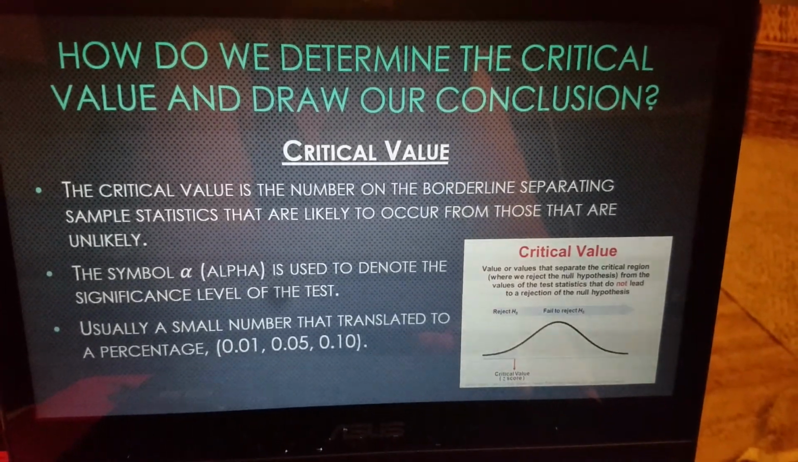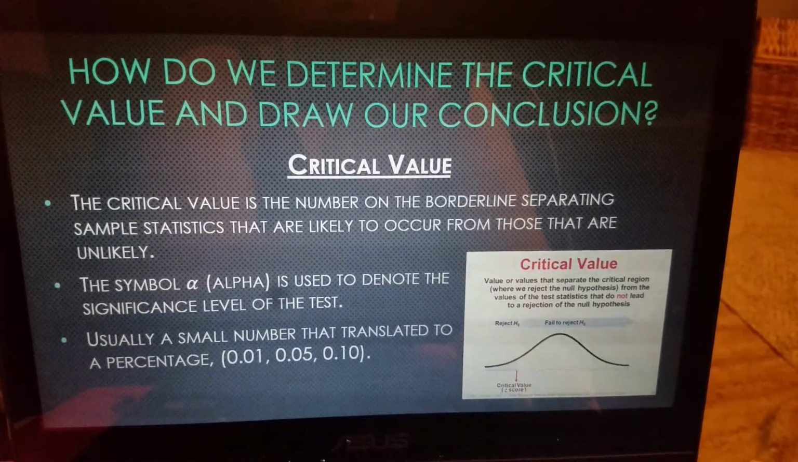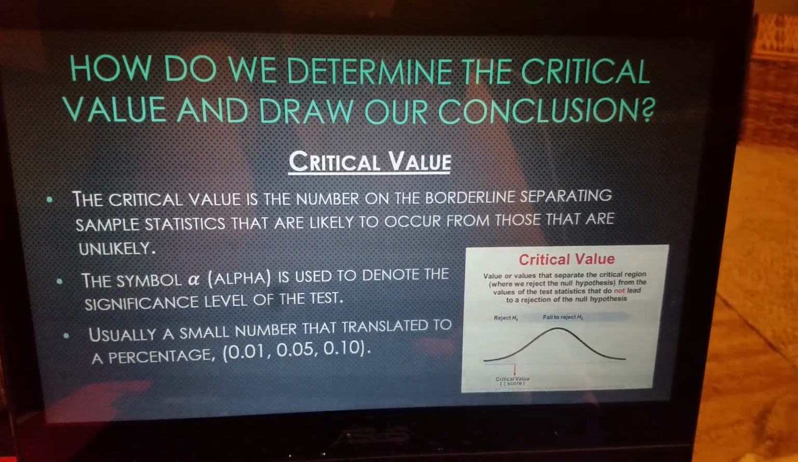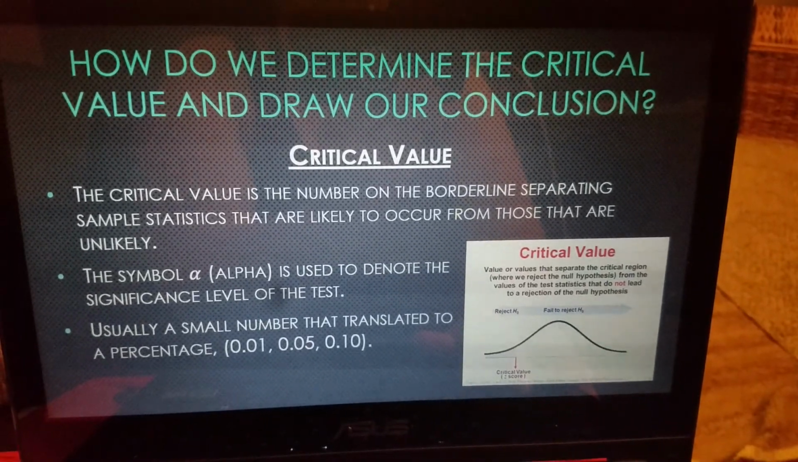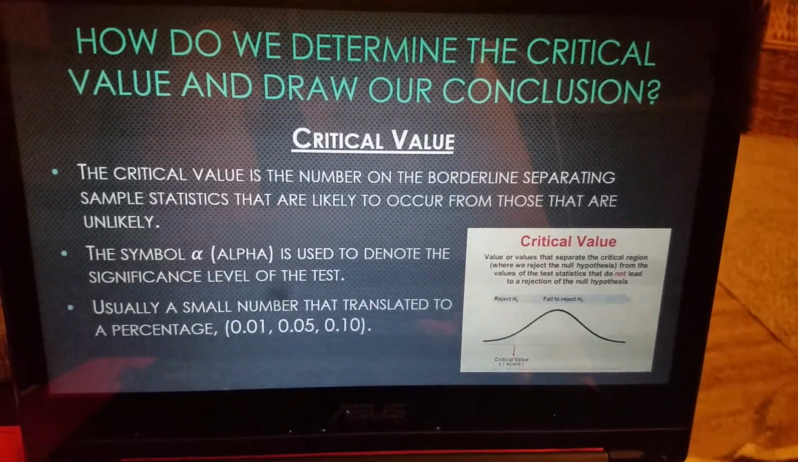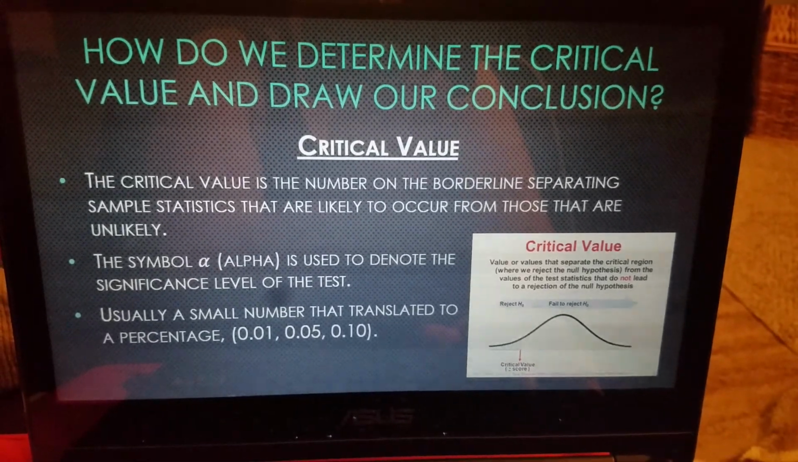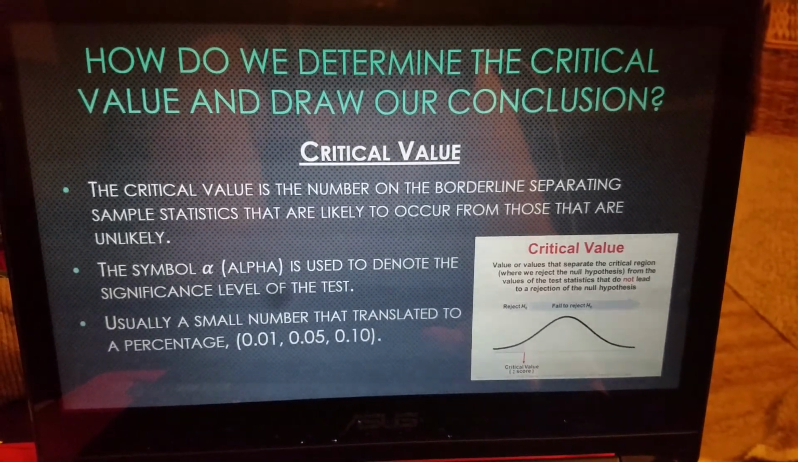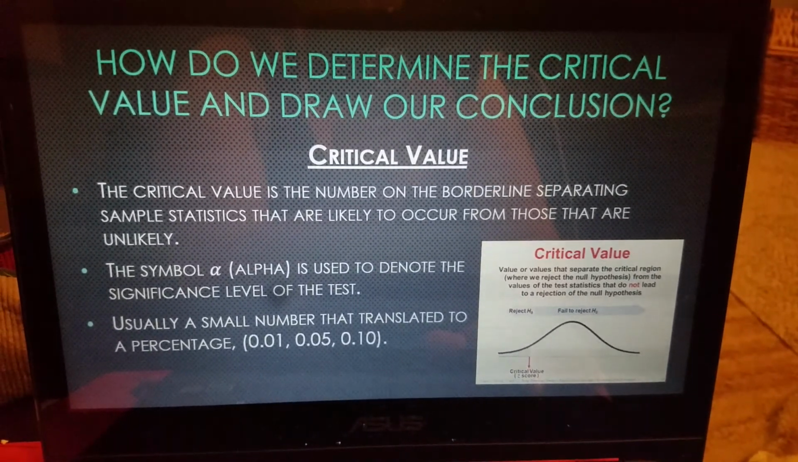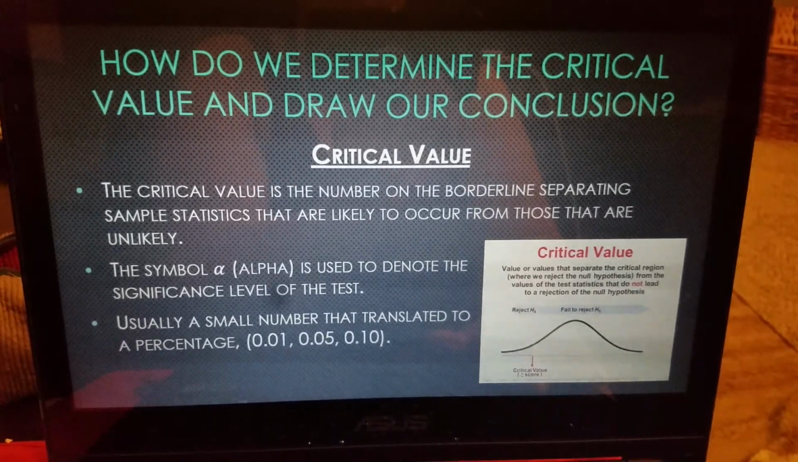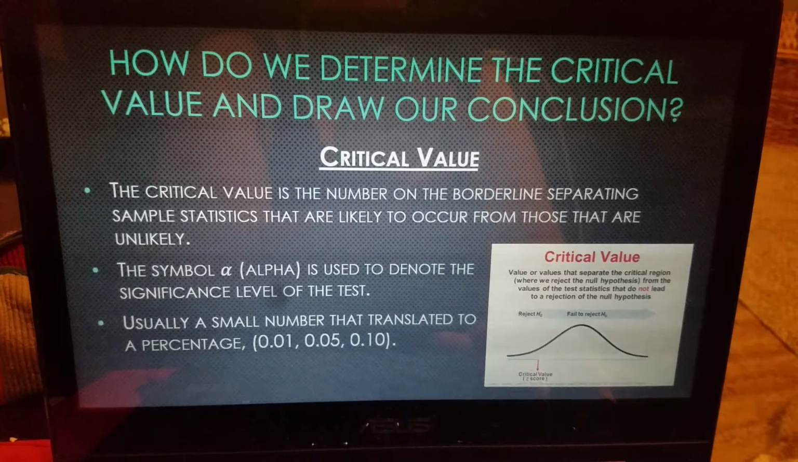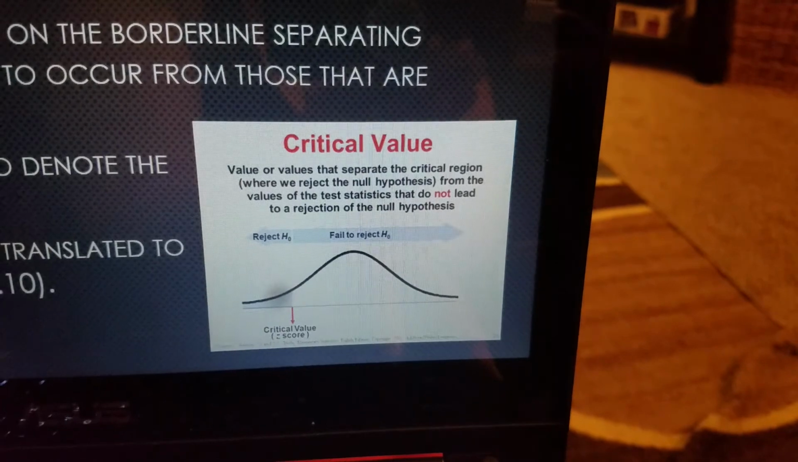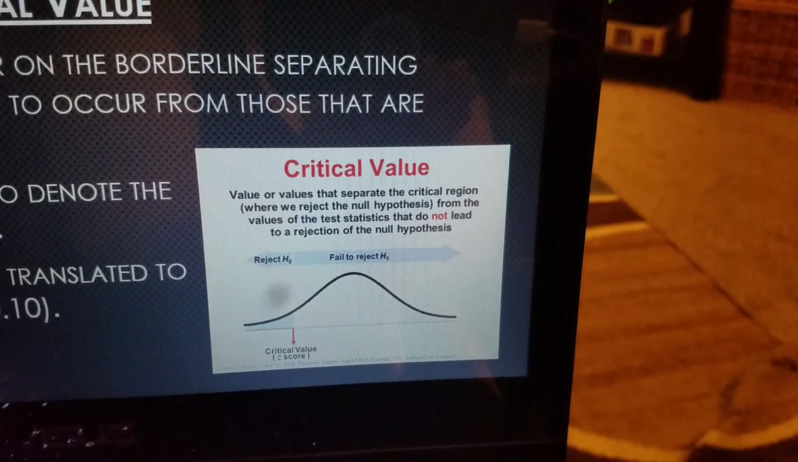What is a critical value? Well, a critical value is a number on the borderline separating sample statistics that are likely to occur from those that are unlikely. The symbol alpha is used to denote the significance level of the test. And it's usually a small number that translates to a percentage. So 0.01 translates to 1%, 0.05 is 5%, 0.10 is 10%. The most commonly used critical value is 0.05. Right there is a little picture.